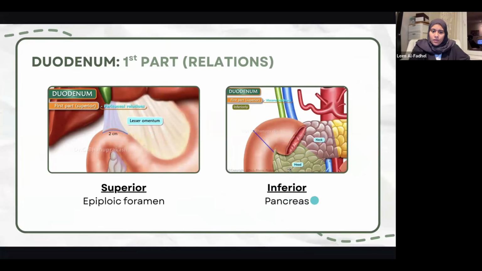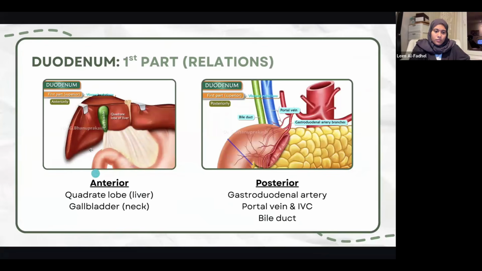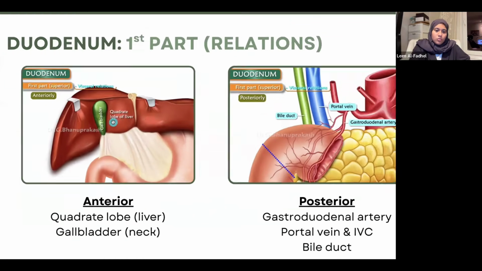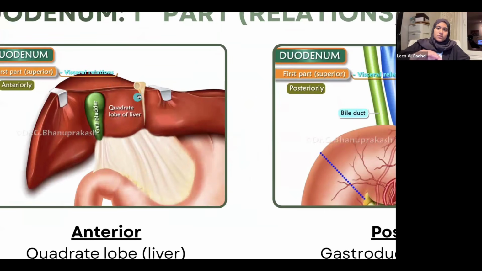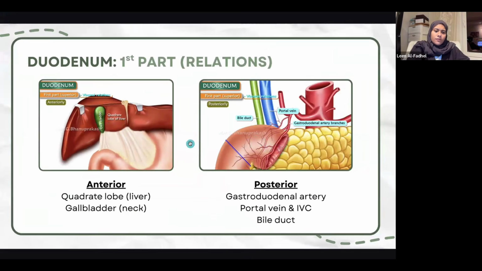Now, inferiorly is the pancreas, which is right over here. Anteriorly, you'll find the quadrate lobe of the liver and the gallbladder. So what they've done here is they've lifted the liver up. So this is like the duodenum, the liver was like this, they just did this, just to show you how the quadrate lobe looks. Here's the quadrate lobe, and here is the neck of the gallbladder, my bad.